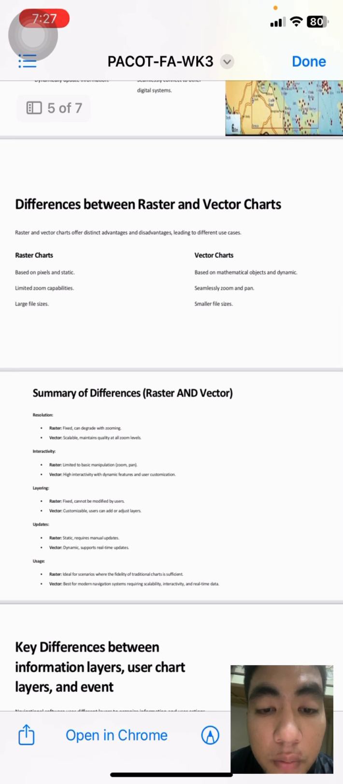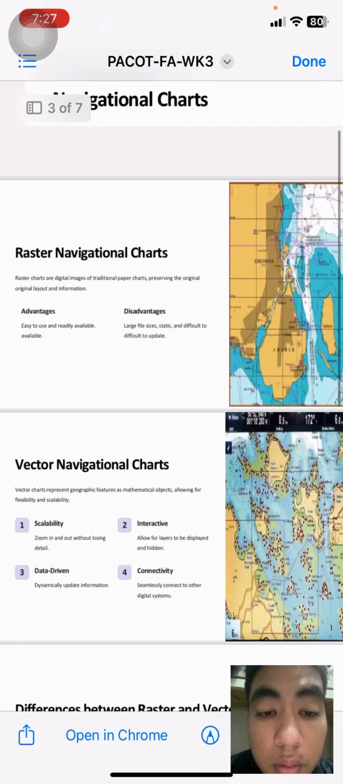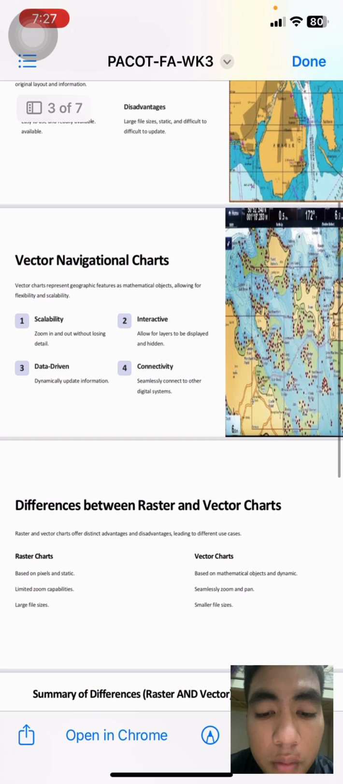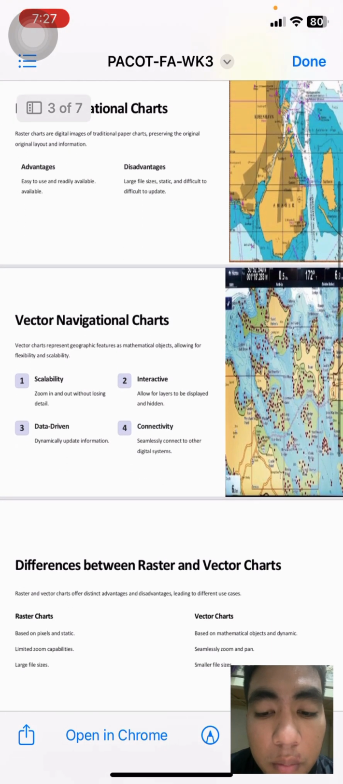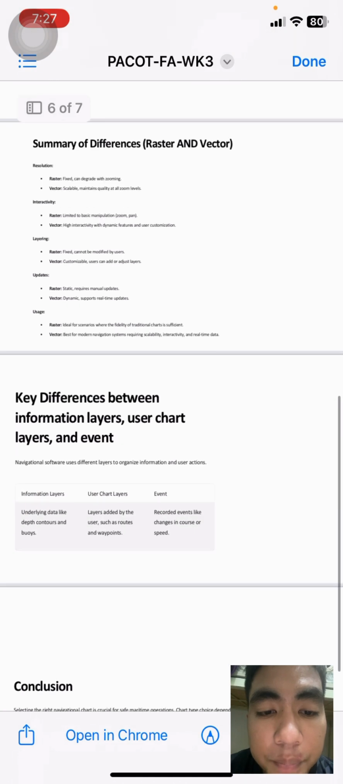So the summary of differences on raster and vector. The resolution is fixed on raster and can degrade with zooming, while vector is scalable and maintains quality at all zoom levels. So these are their differences, which we tackled on scalability, interactive, data driven, and connectivity of their uses.